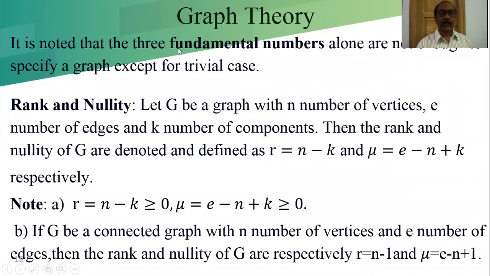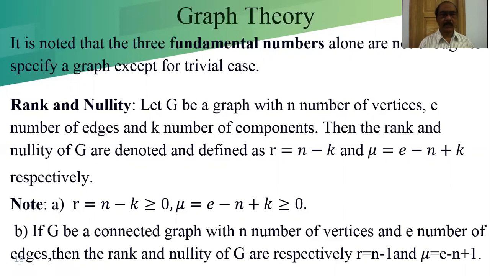It is noted that the three fundamental numbers are also not enough to specify a graph except for the trivial case. For a complicated graph, it is not sufficient to know the three fundamental numbers n, e and k, that is, the number of components of a graph. For the easy cases, it is sufficient to study the graph, but for a complicated graph, those three numbers are not sufficient.